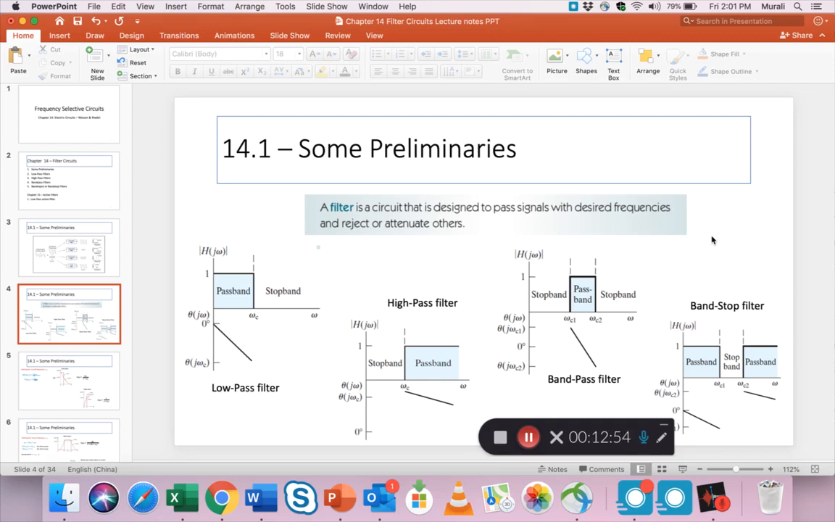Some more definitions, some more graphics, some more drawings, but I think you're starting to get the basic idea. A filter, as you can see in the box, is a circuit designed to pass signals with desired frequencies and reject or attenuate others. Attenuate is a term you will likely run into often, so try to remember it. Attenuate means reducing or decreasing the magnitude. A filter can either totally reject, meaning nothing comes through, or it may reduce the effect of some frequencies, and the desired frequencies are allowed to pass through. That's the basic definition.